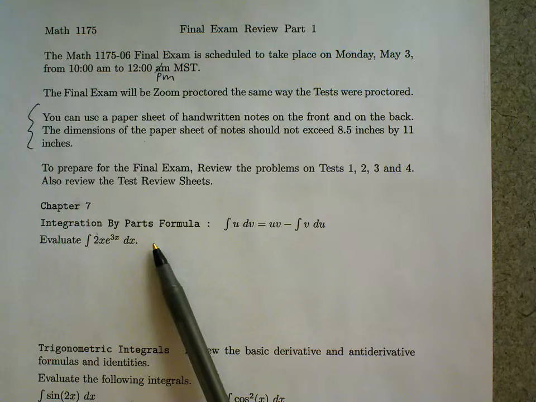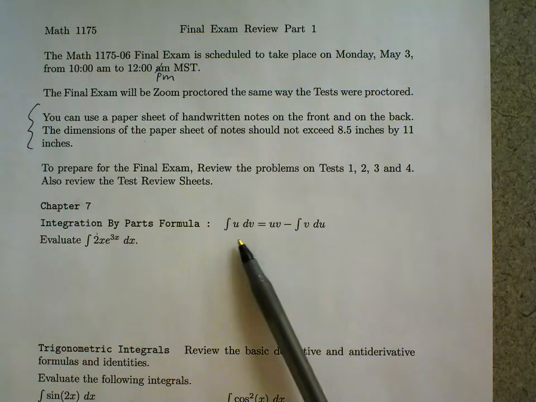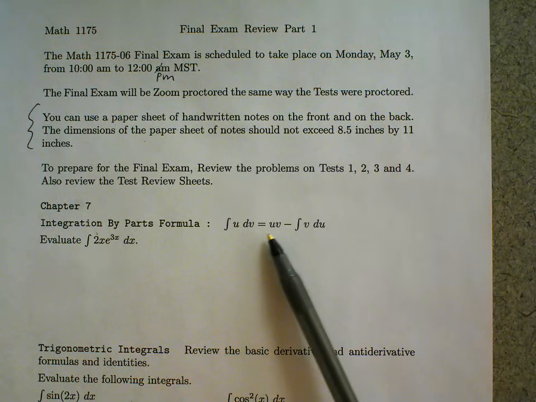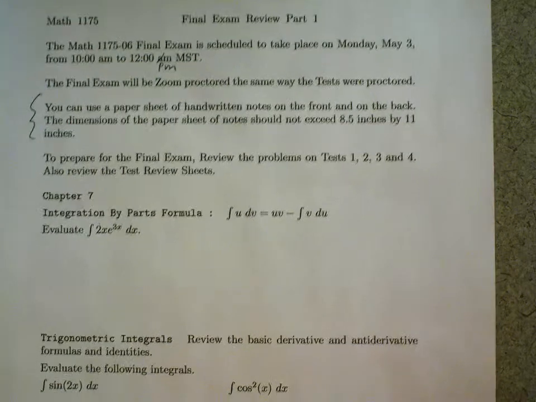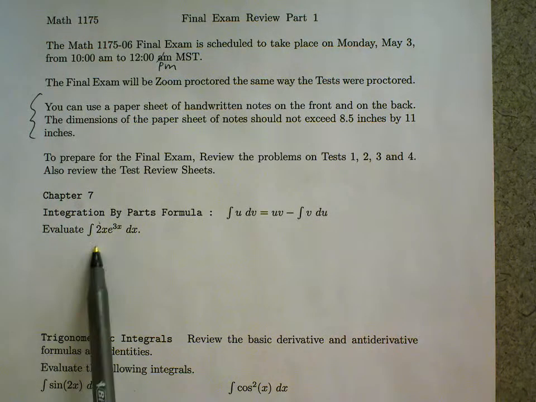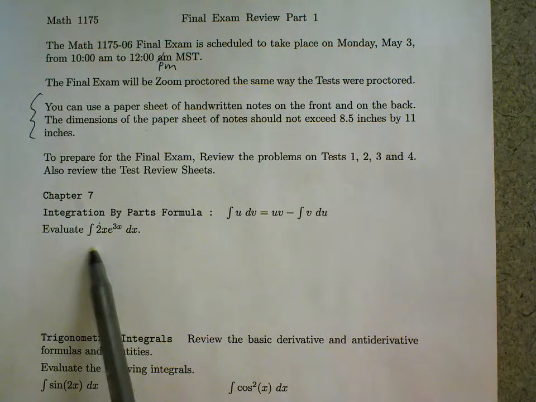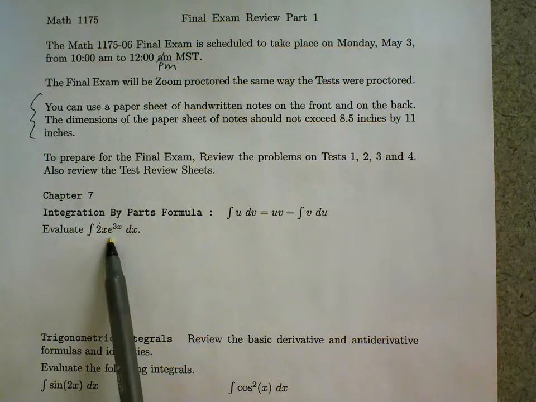The integration by parts formula. If you have an integral of the form u dv, then the integral is u times v minus the integral of v du. So let's use integration by parts. In this example, the integrand is 2x times e to the 3x.